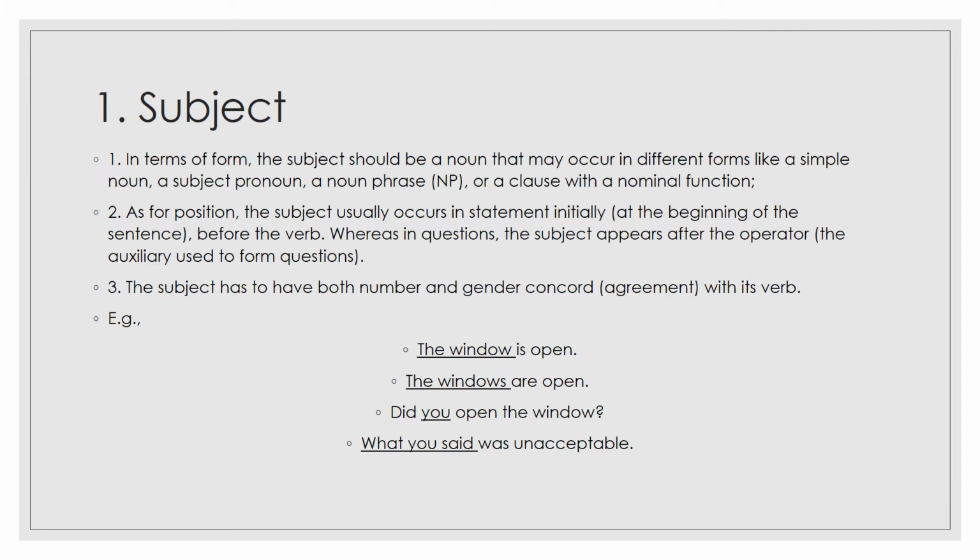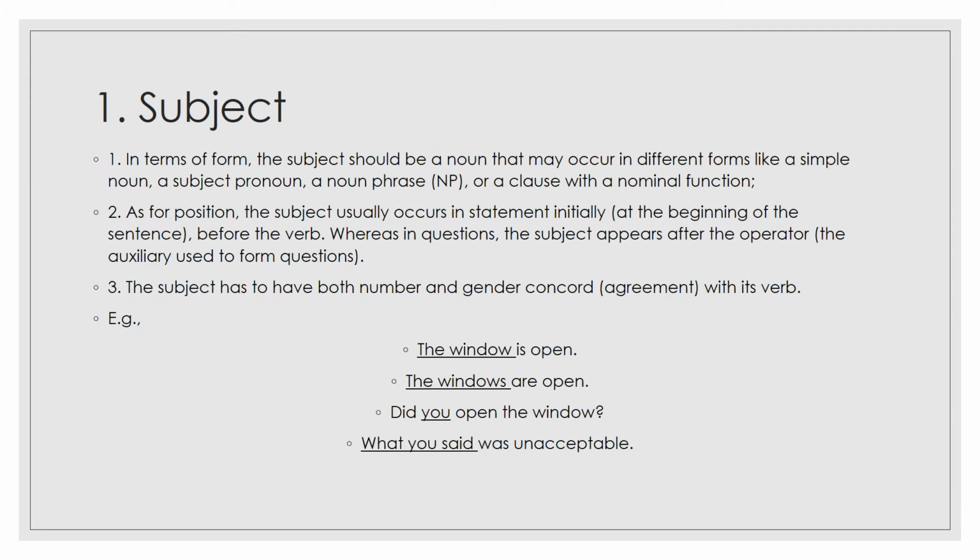But if we change these statements or simple clauses into questions, here the subject is going to appear after the operator. And what is the operator? The operator is the auxiliary that we use to change a sentence from a statement into a question, whether it is a WH question or a yes/no question. Finally, the subject has to have both number and gender agreement, or concord, with its verb.